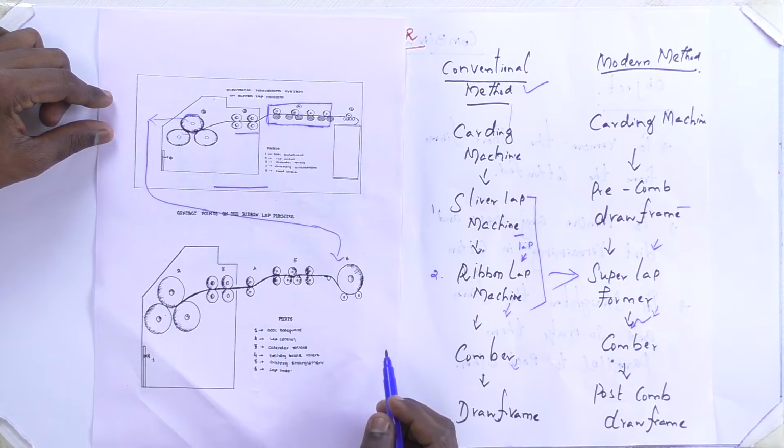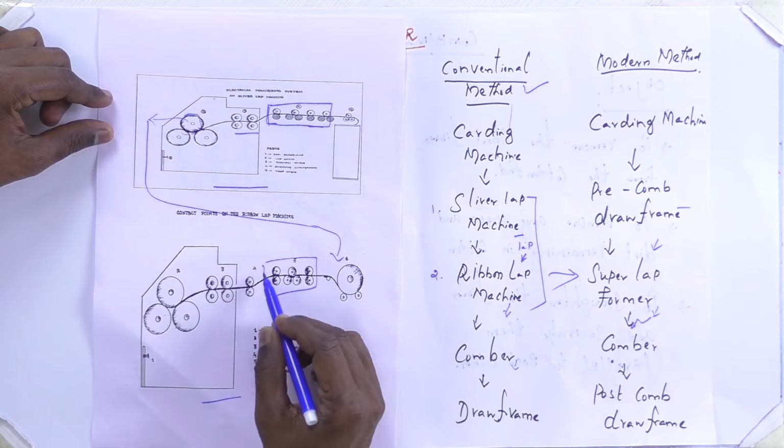This output material of the sliver lap machine is the feed material for the ribbon lap machine. This is a ribbon lap machine diagram. Here we can use 6 sliver laps as a feed material. The 6 sliver laps are combined together. Here also we apply draft.